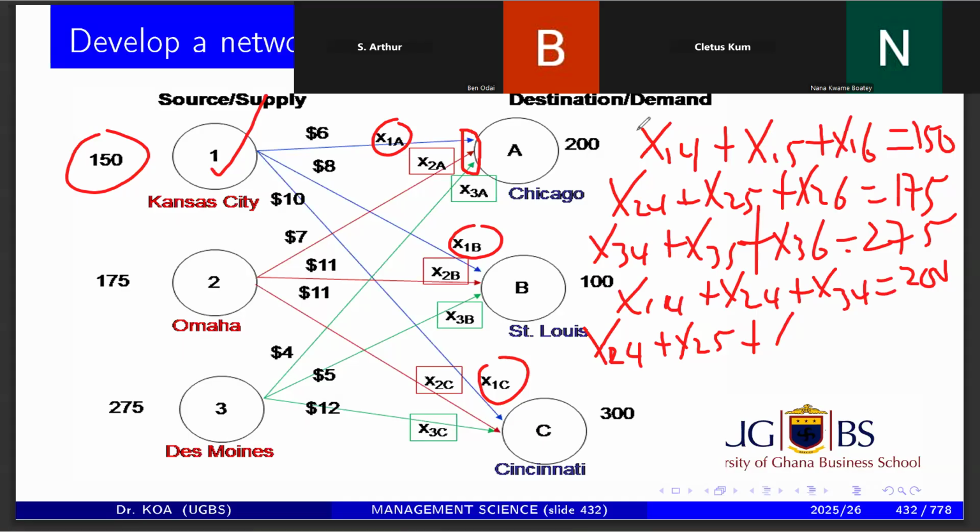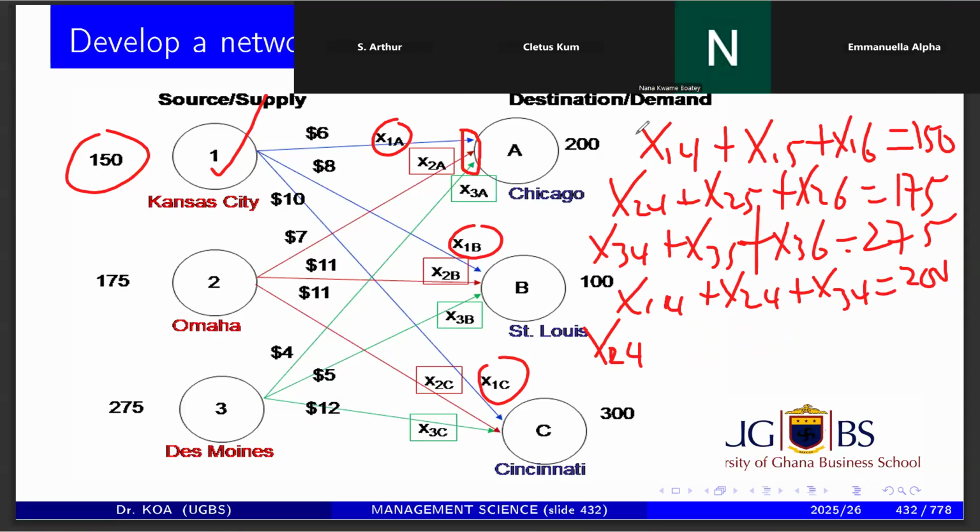Nana Bukwame. I can't hear you. Somebody else. Okay. Hello, sir. Yeah, go ahead. So x15 plus x25 plus x35 is equal to 100.